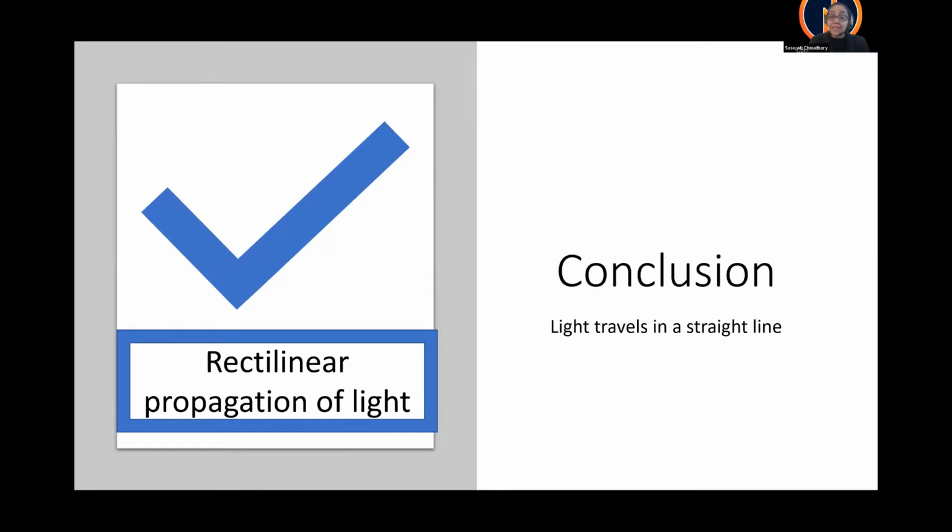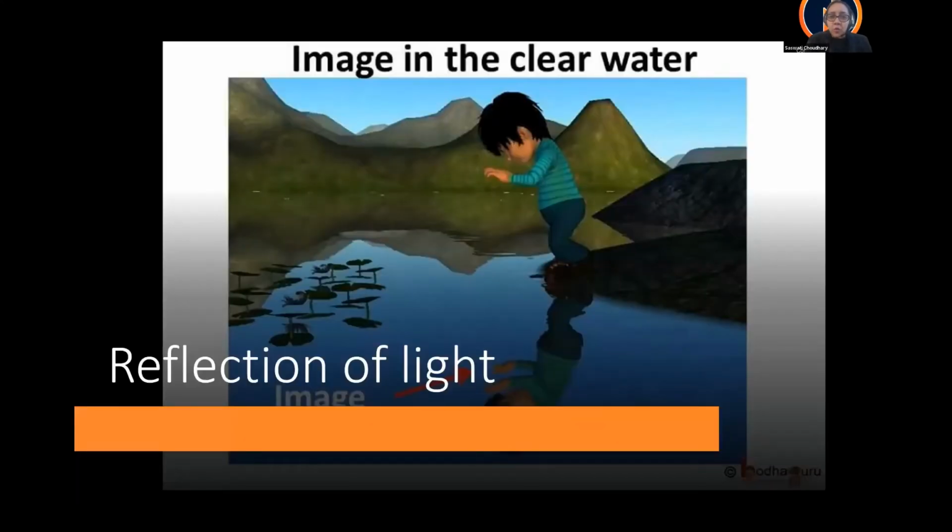Light has a unique characteristic: it is a form of energy, right? It is an electromagnetic radiation and it travels in a straight line. And this characteristic, we call it rectilinear propagation of light. Okay, clear up to this point? Now, let's proceed. What happens when you look at yourself in a mirror?